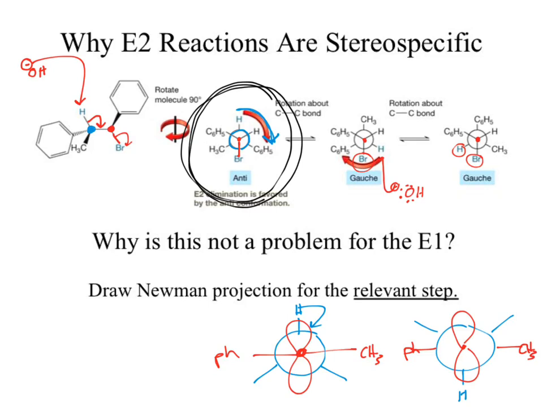Okay. You will notice that to do this elimination, what still has to happen? Our hydrogen still has to be in the same plane as our forming pi bond. Okay. But there will be two ways that it can align, giving us two possible products. Okay? Questions? Okay.